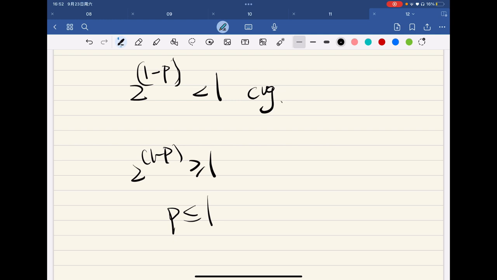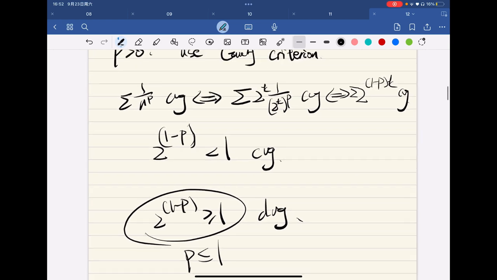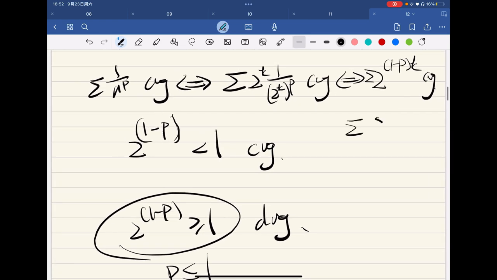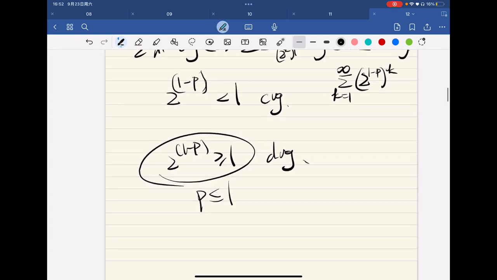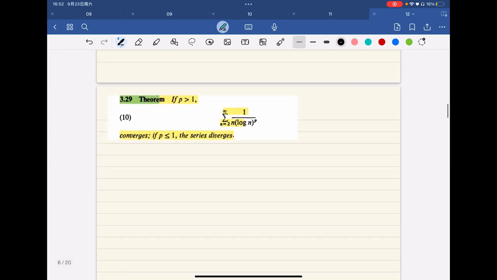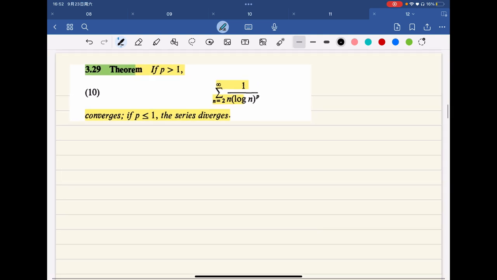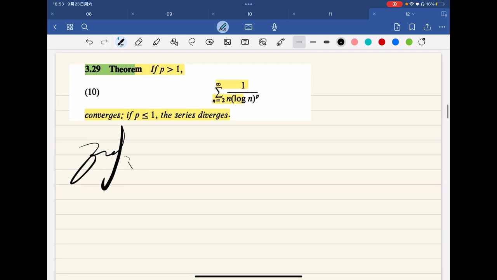And now we have another good looking series. Well, if p is greater than 1, then this series converges. Less than or equal to 1 implies divergence. Now to prove this, I will note that the log function here represents the natural log. So log n increases, then n log n increases, right? If it increases, then 1 over n log n decreases. And since they're all positive, we use the Cauchy criterion.